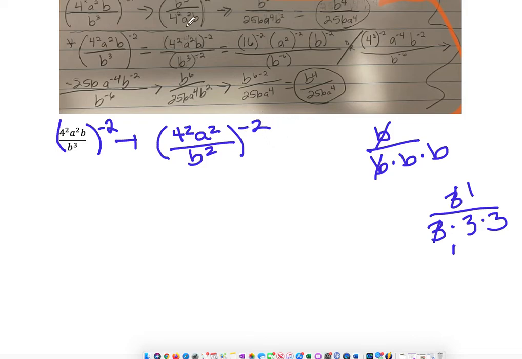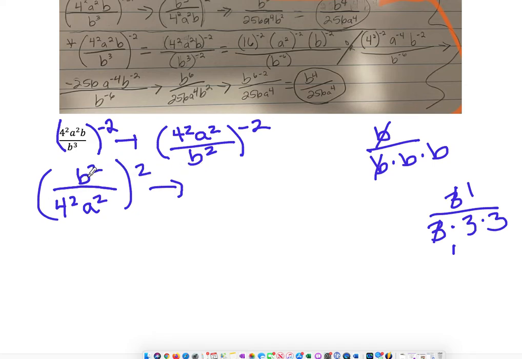So there are a couple ways that you can do this, and they're shown here. But what I would like to do is, because the negative means that I'm going to take the reciprocal, I like that way the best. So everything that's on the bottom comes onto the top. So we got b squared, and then we have 4 squared a squared. Everything on the top goes to the bottom, and then we get rid of the negative, and then we just have it all being squared.